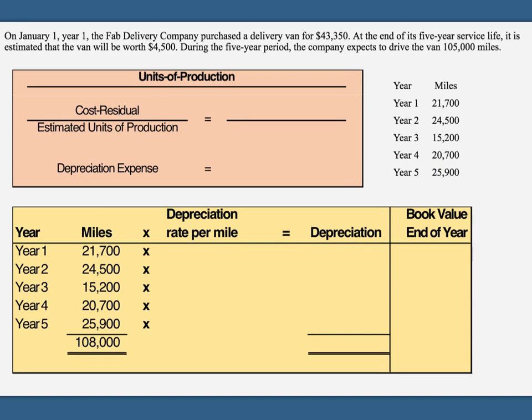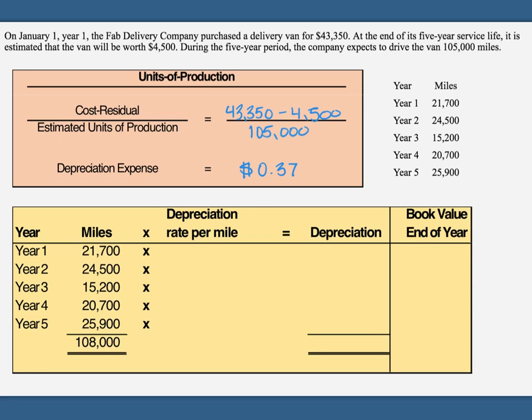The last depreciation method we'll look at is units of production. The numerator is the same as straight line depreciation, cost minus residual, but this time we'll divide by estimated units of production, and that's given in the problem. It's 105,000 miles that they expect to drive the van. So we'll take our cost minus residual, 43,350 minus 4,500, divided by estimated units of production, 105,000. That's going to give us our depreciation rate per mile, and that's going to be 37 cents.